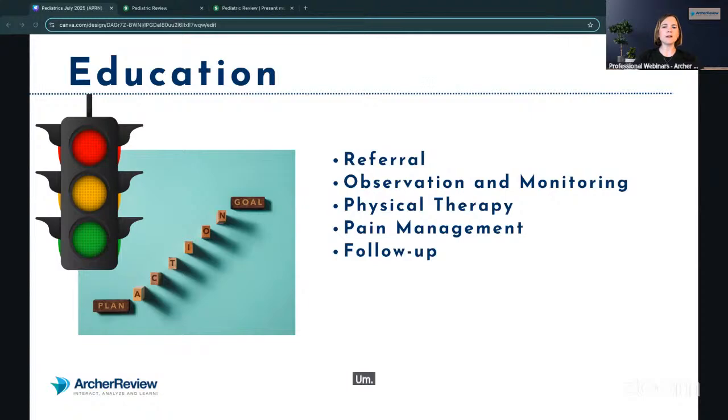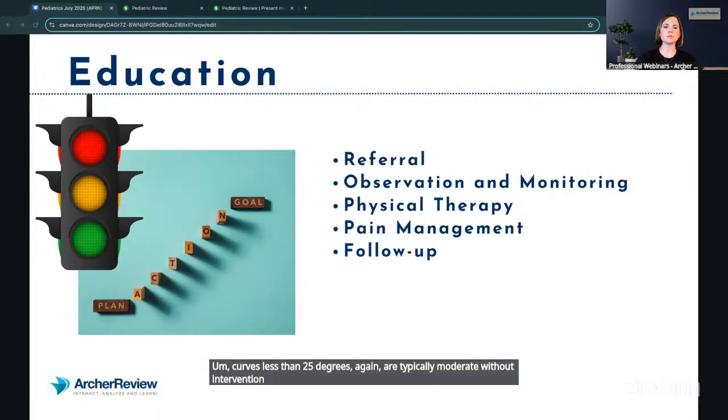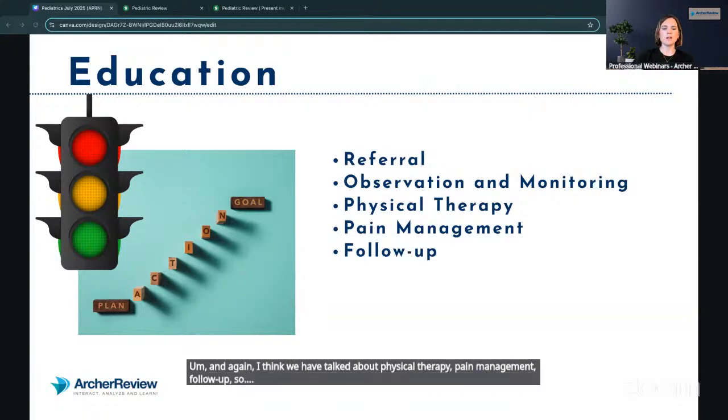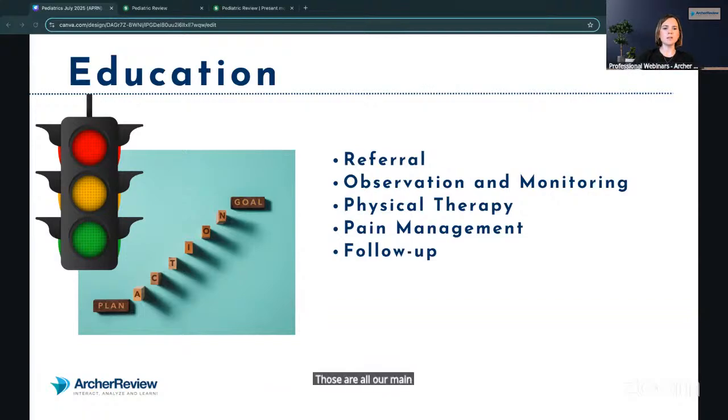Curves less than 25 degrees, again, are typically monitored without intervention, and then greater than 25 degrees is when they're going to start to need potential bracing. And again, I think we have talked about physical therapy, pain management, follow-up. So those are all our main points we need to look at with scoliosis.